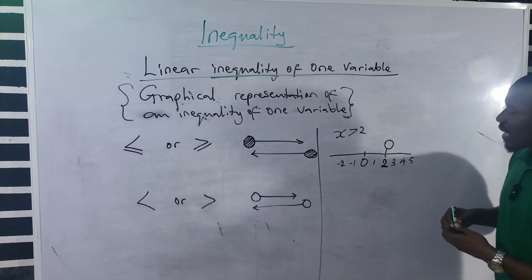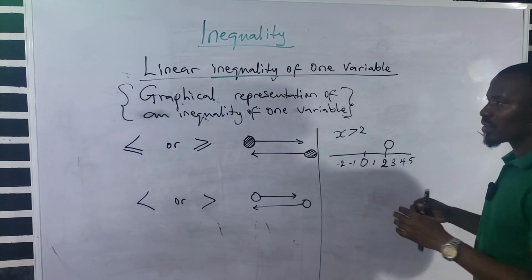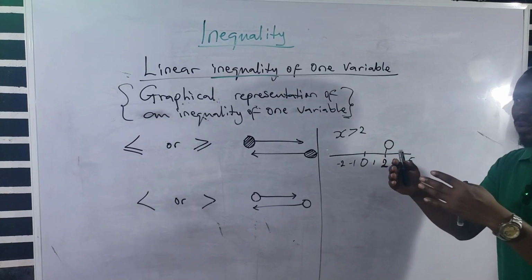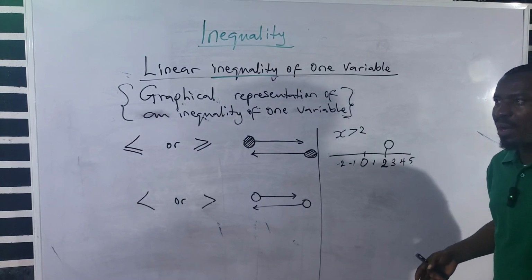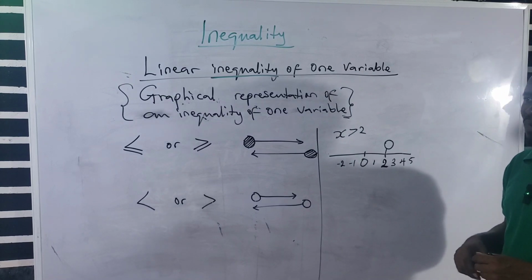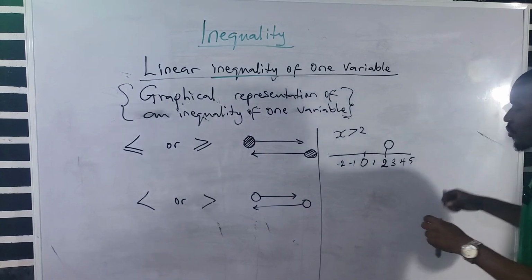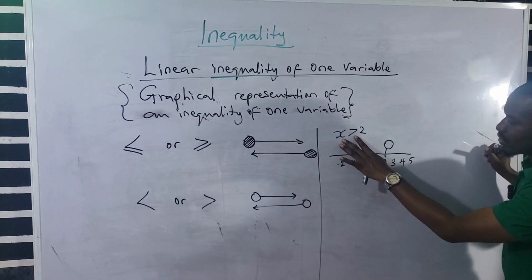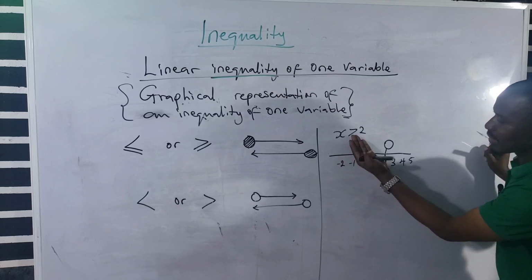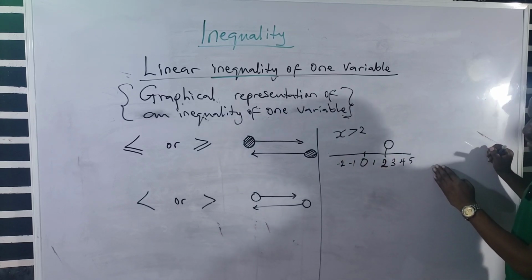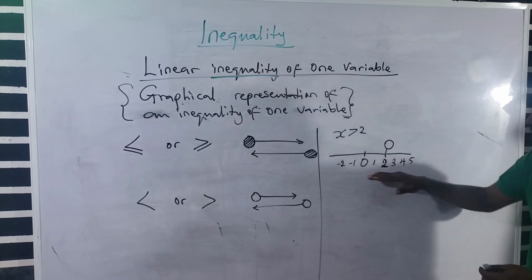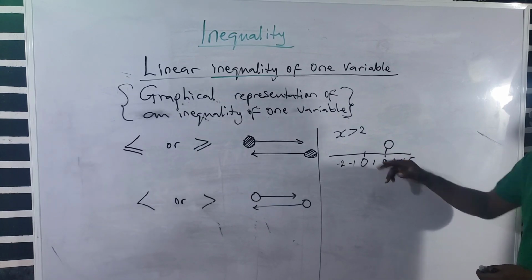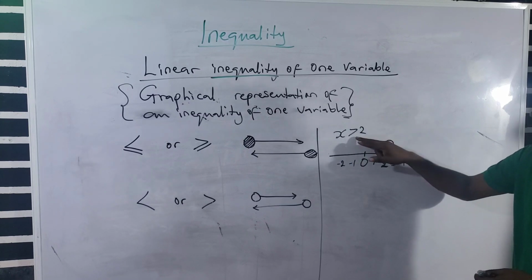Now, the question is that inequality is about a region, a particular set of numbers, not an exact value like equality. So which of these sides is actually greater than 2? The numbers here, or the numbers here? If you look at this set of numbers, you notice that 3, 4, 5 are greater than 2, and our set is the numbers that are greater than 2.